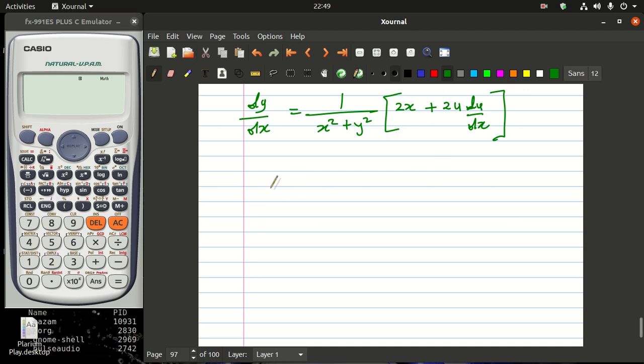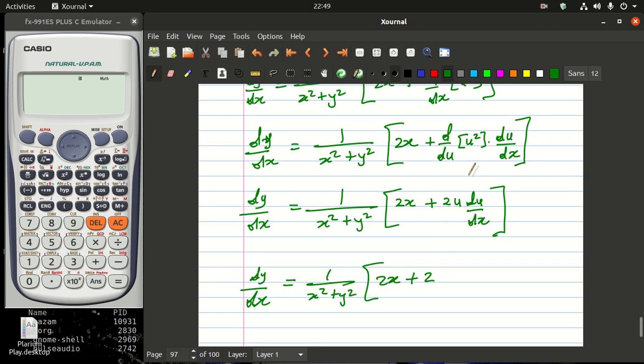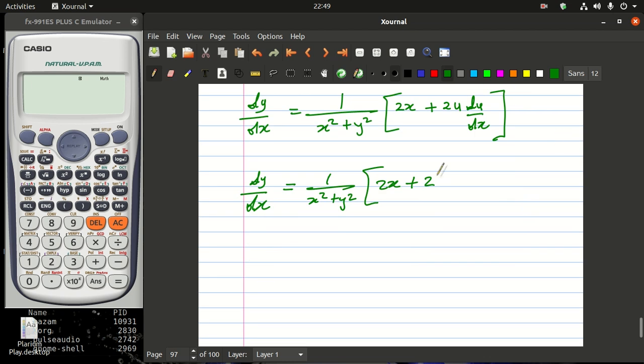And then secondly, we have dy/dx equal to 1 over x squared plus y squared, and then I have this 2x here plus 2. What was my u? The new u here was actually y, so this is just going to be y, and then d of this u, which is y, with respect to x. So I have this dy/dx, and I have that dy/dx. I wanted both of them to be on one side, so I'm going to multiply this to that side. I'm going to cross multiply this.